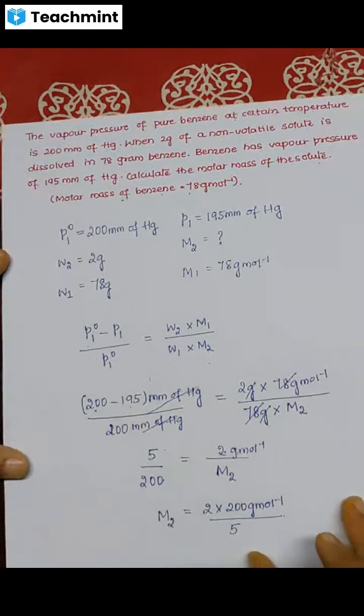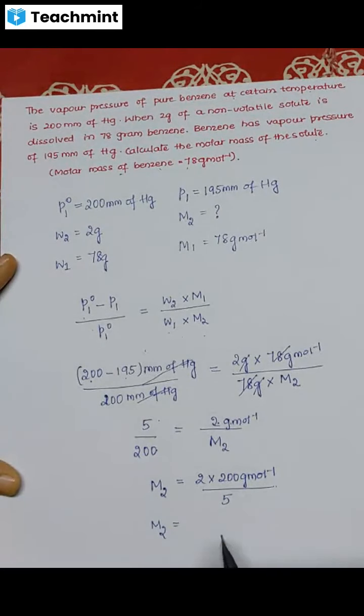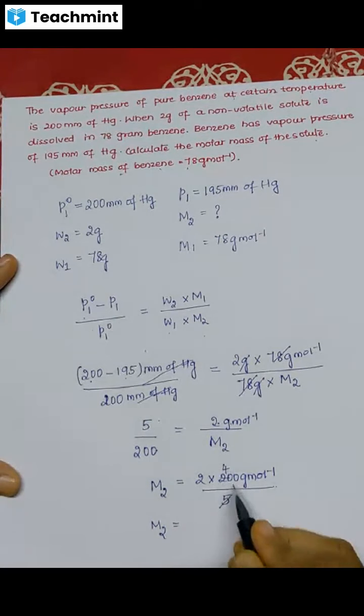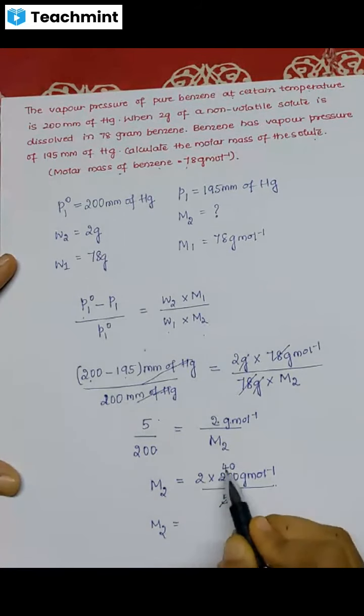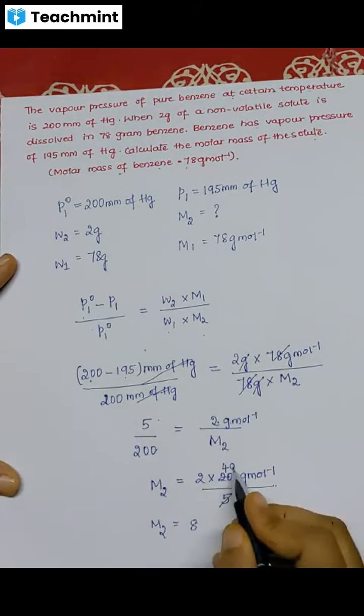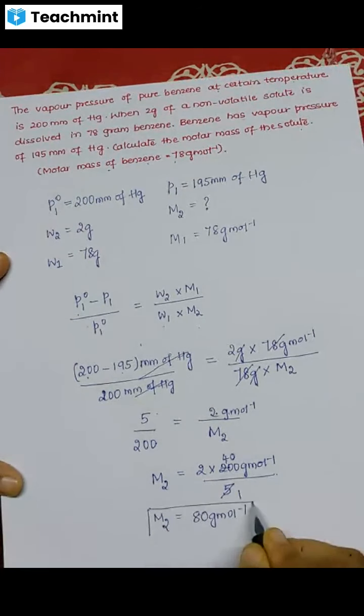Since you are preparing for competitive exam, if at all there are simple calculations, better avoid using calculator. This is a simple calculation you can do. 5 ones are 5, 5 fours are 20. There is another 0 remaining, so it becomes 40. 2 fours are 8 and 2 zeros are 0. So what is the mass here? 80 gram per mole. This is the molar mass of our solute.